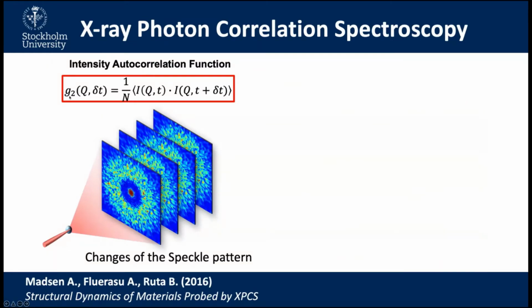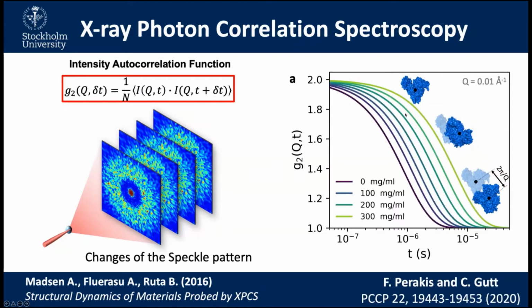Mathematically, what we have is a correlation function where you correlate the intensity at one Q at one time with the intensity at the same Q at a later time. And this is averaged over different pixels; the triangular brackets indicate averaging over different pixels. And there's a normalization factor that takes into account intensity fluctuations. So by looking at the changes in the speckle pattern, you can get information about the dynamics, like is shown here on the right.